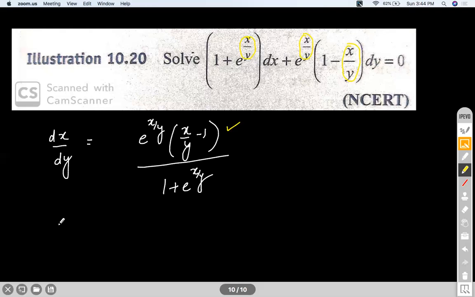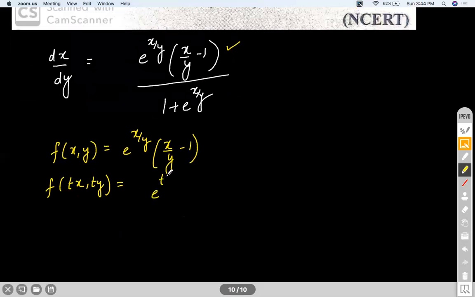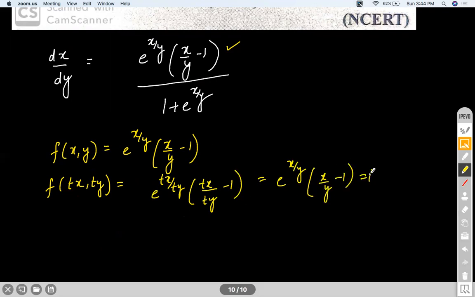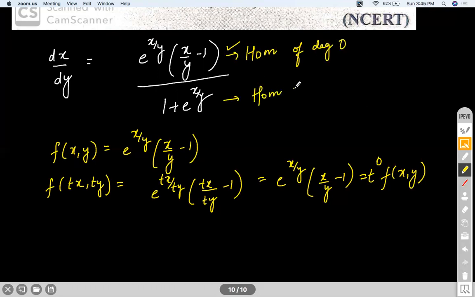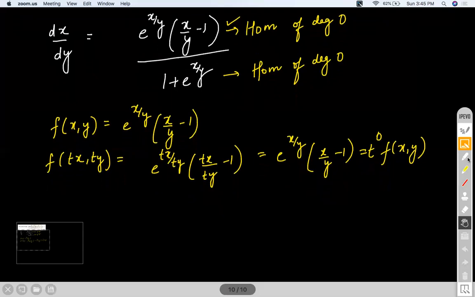Now we can actually check it out also. So if you call this function f of x comma y and try to replace your x with tx and y with ty, you see that there is no effect on this function. So it will be something like e to the power x by y into x by y minus 1, right? It is as good as saying t to the power 0 f x comma y. So this term is a homogeneous function of degree 0. And so is this term. This term is also a homogeneous function of degree 0. So overall, this differential equation is also a homogeneous differential equation, right? You can make this quick check, it will not take you much time. Now what we are going to do is, since x by y has been present everywhere, I can write my x as vy.